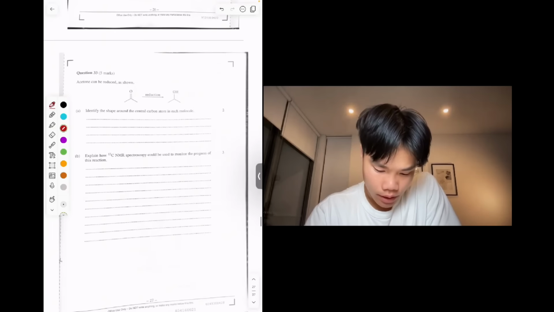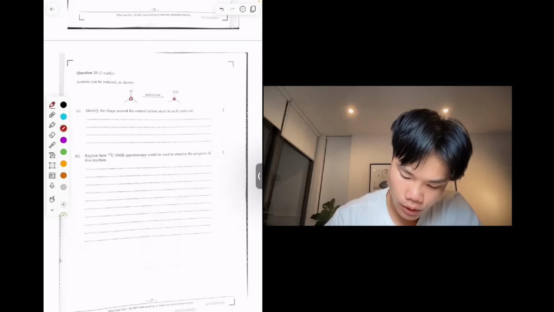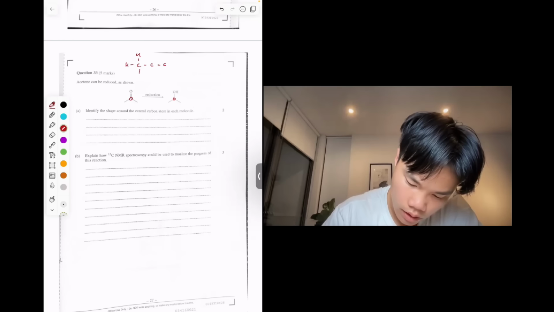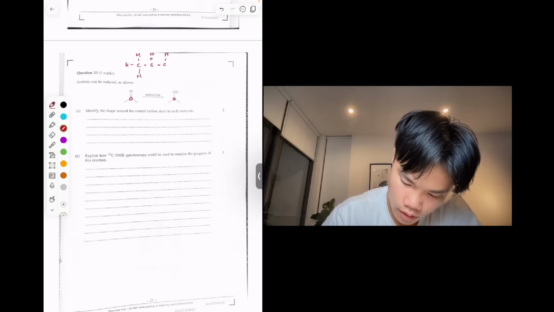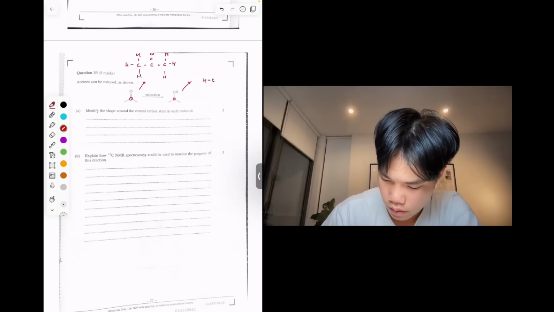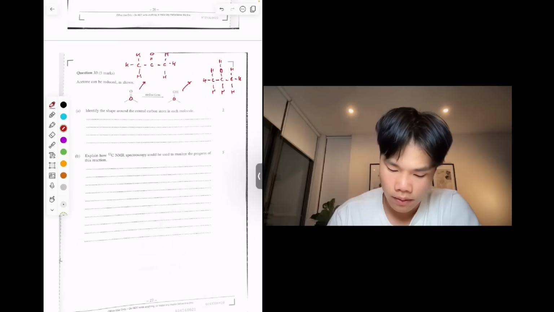Question 33. Identify the shape around the central carbon atom in each molecule from acetone being reduced. So they're talking about the central carbon atom here and here. To be really clear, I'll just draw out the full thing so we don't have any confusion. This is acetone first, and then if you drew out propan-2-ol, the trick is that there is in fact a hydrogen on this carbon, and it is not the same geometry as acetone.